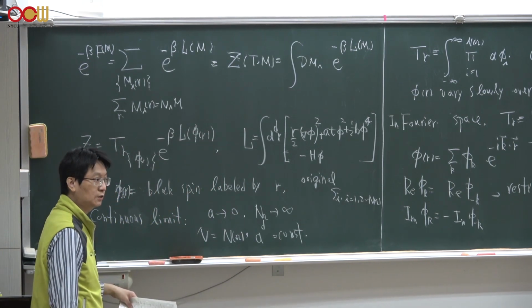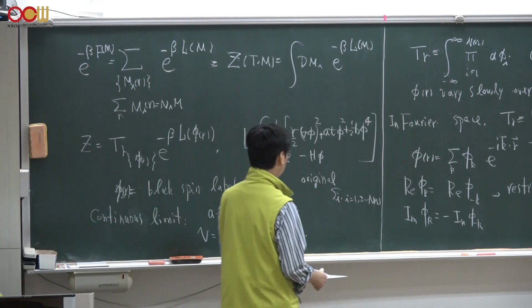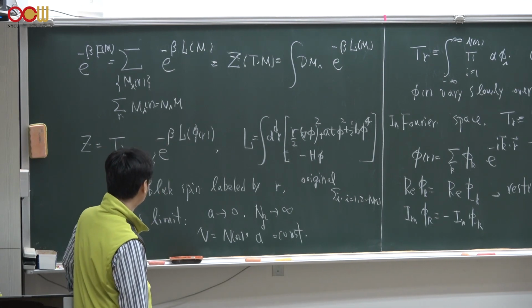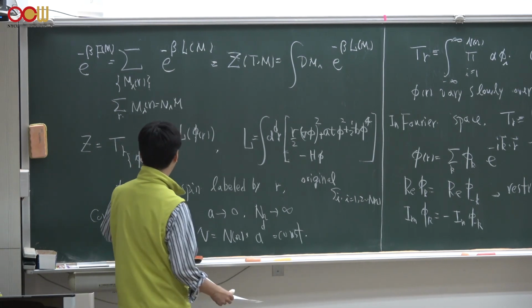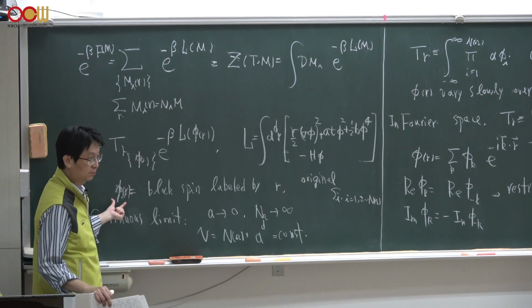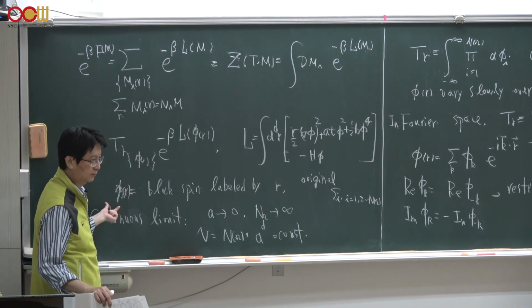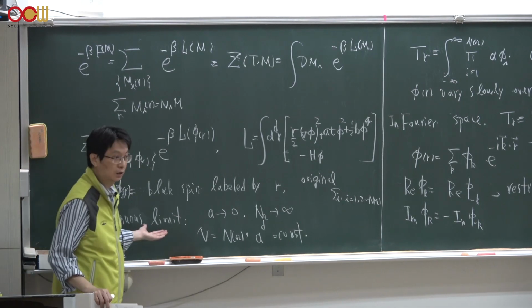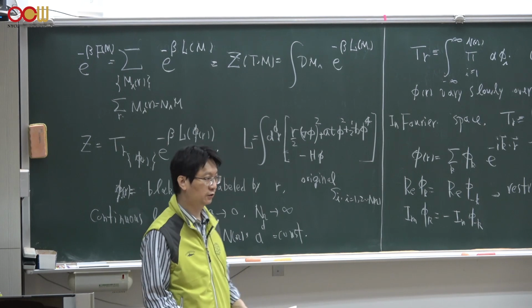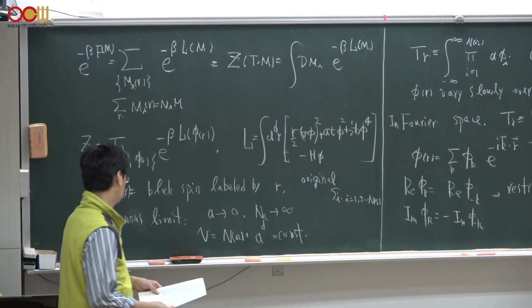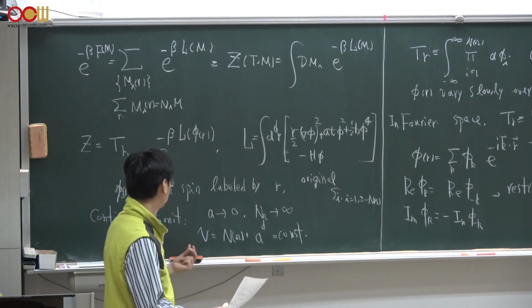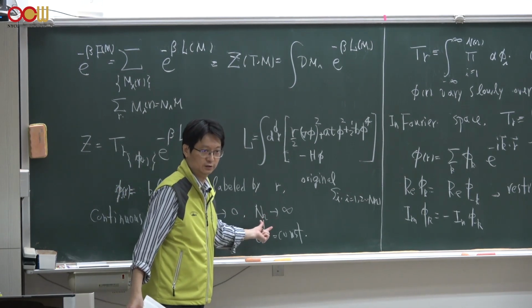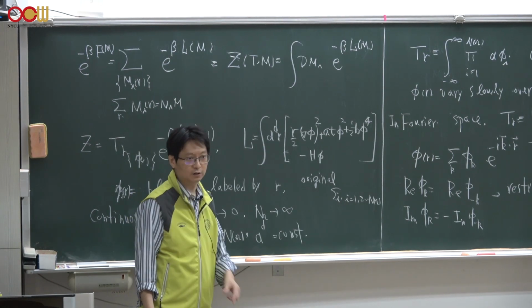So the original spin degree of freedom Si, where i runs from 1 to the total number of spins. But here we use a continuous variable r for this block spin, or the order parameter in real space. In particular, we consider a situation where the system is in a continuous limit, namely the lattice constant shrinks to 0 and the number of spins goes to infinity. But the volume is still a constant.